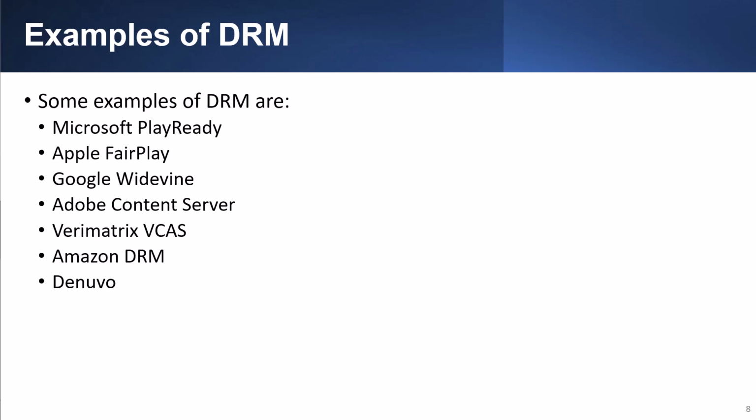Adobe Content Server is used to protect ebooks and other digital publications. Amazon DRM is used by the Kindle Store and Prime Video, and Denuvo is used by video game publishers to protect their games.